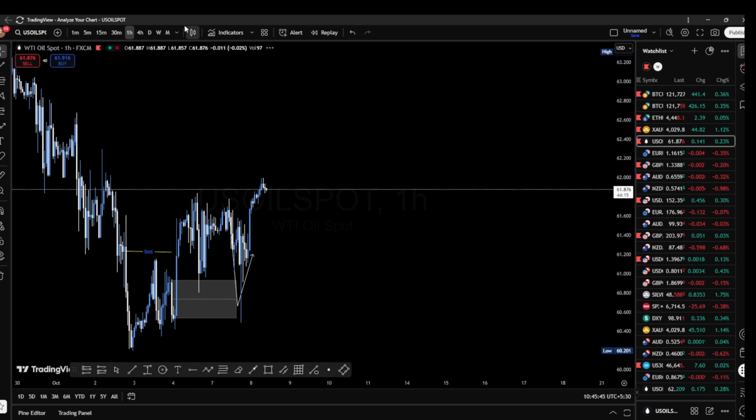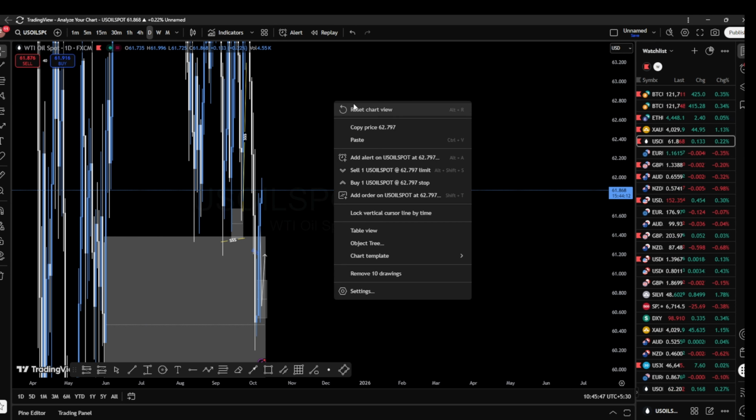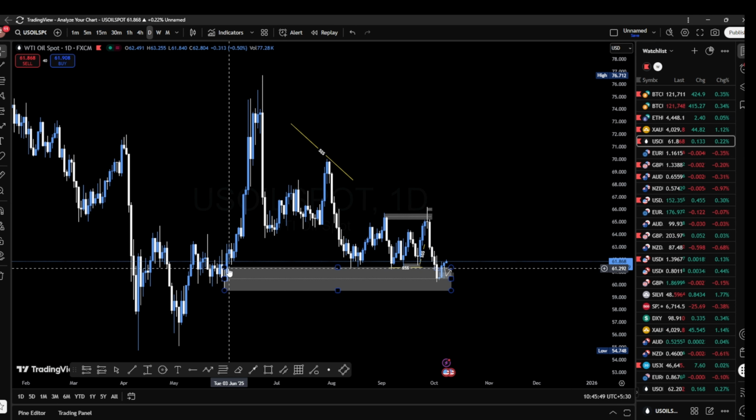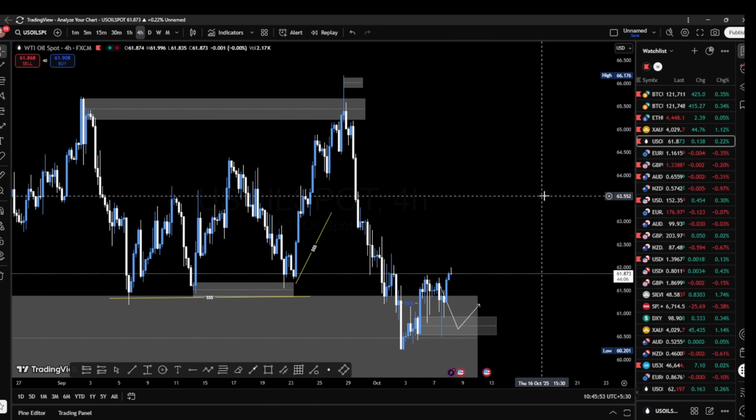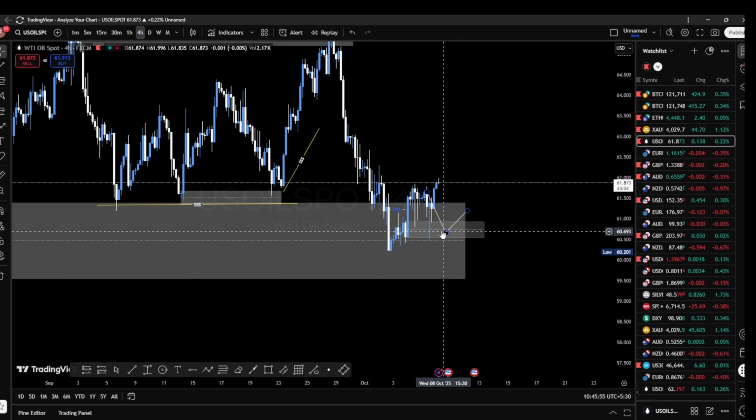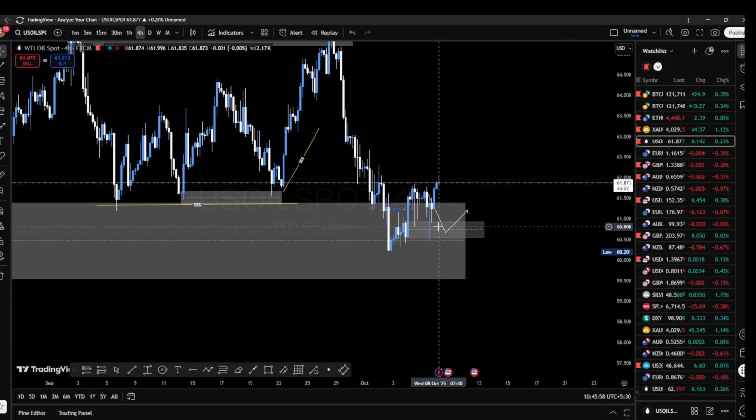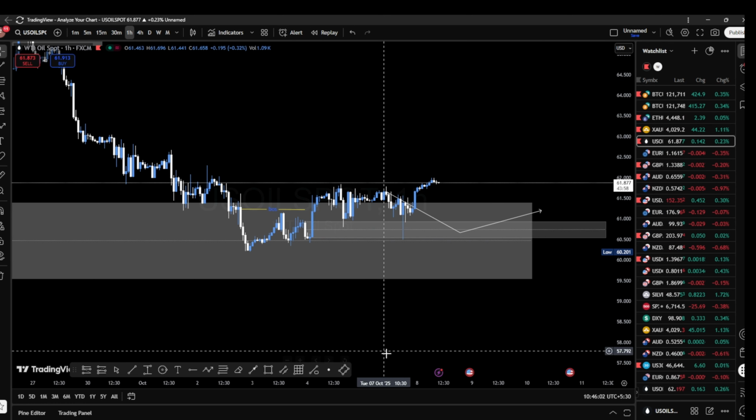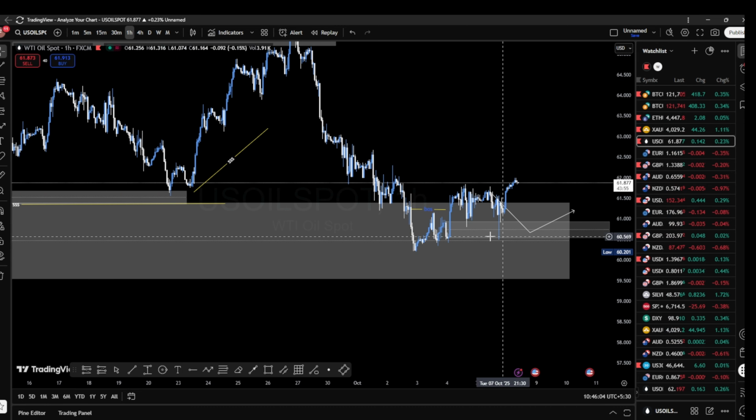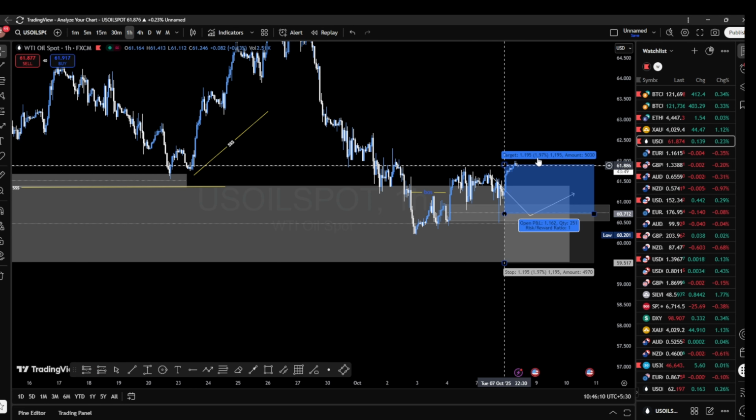So let's talk about US oil. What's going on in US oil? In the daily time frame, I already told you this is a demand zone where the market is trying to go upside. Right now in 4 hour, we can see this demand zone is holding. I am bullish on this time frame, and I already entered this trade. If you are in the trade, then good. But if you are not, I will tell you how we can plan the trades.